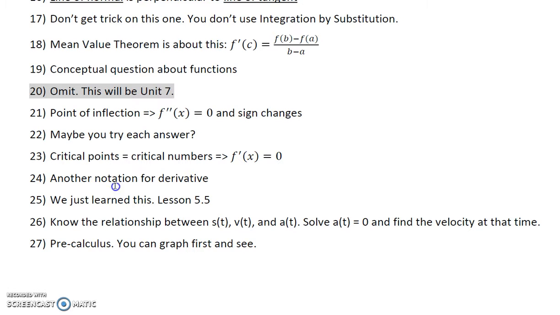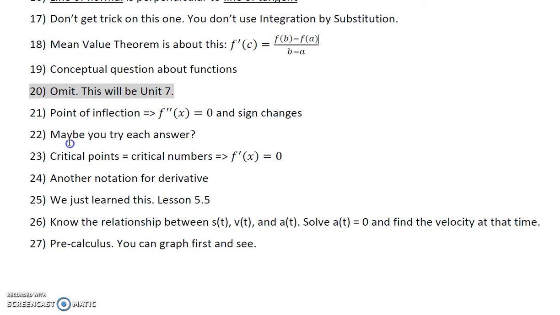Question 21, whenever they ask for points of inflection, set the second derivative equal to 0, and then the sign needs to change just before and after that point. So if the sign didn't change, it's not a point of inflection. You need to make sure the sign changes around it.